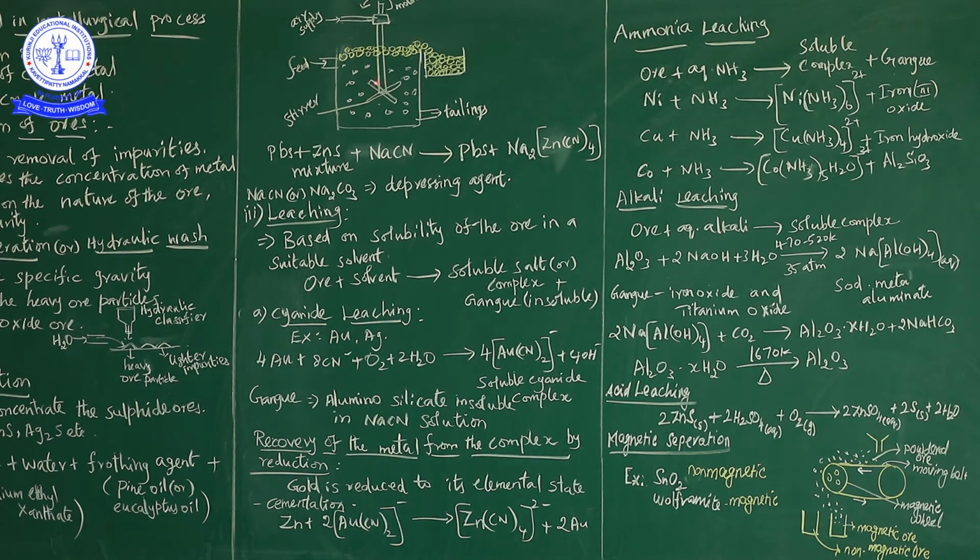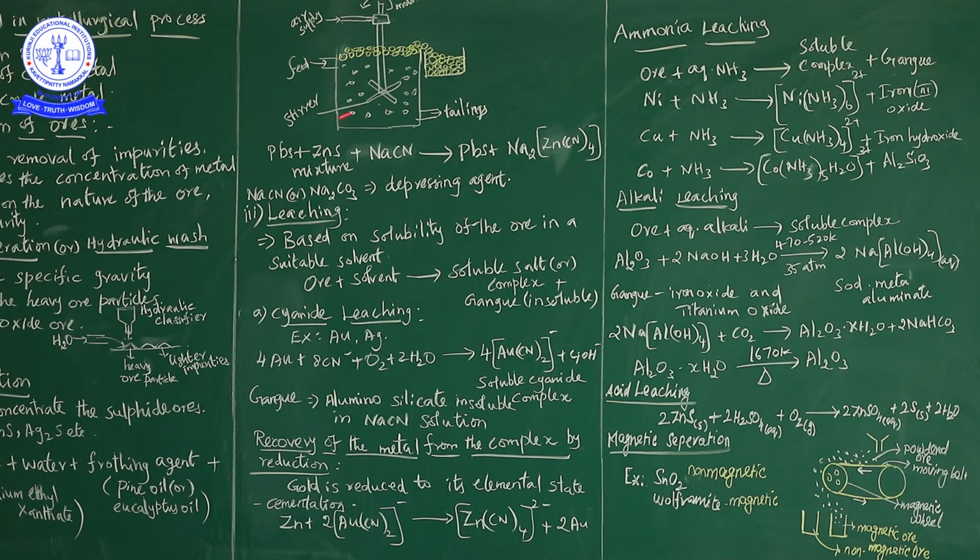Why the sulfur particle? Because in froth flotation we concentrate the sulfide ores. The sulfide ores are only wetted by oil and not by water molecules, because of their larger size and poor hydration. But the impurities present in the ore particle settle down at the bottom of the vessel. Those are collected through the tailings.